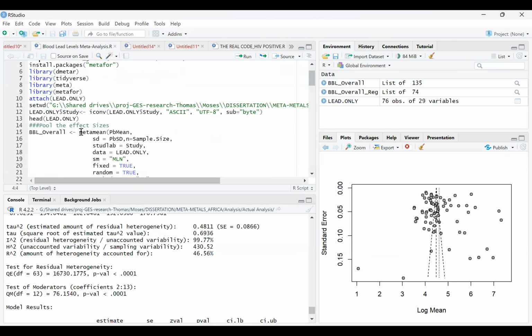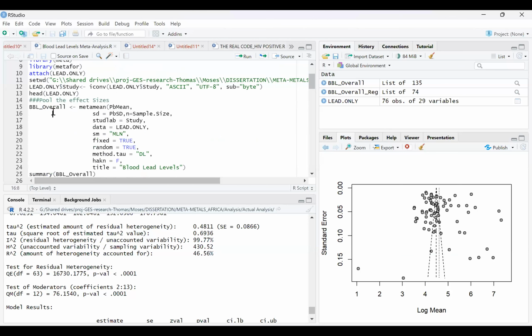So here, for a simple analysis, what I'm trying to do is understand the blood lead levels in children across the entire Africa. I'm looking at the amount of lead content in the blood of children, because we know lead is a very critical, heavy, toxic metal.